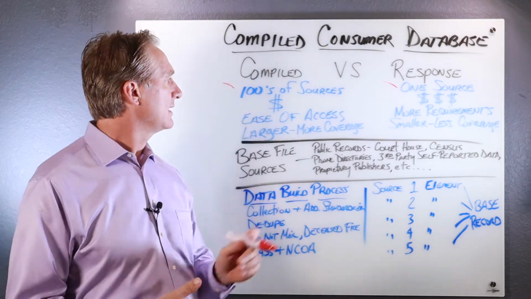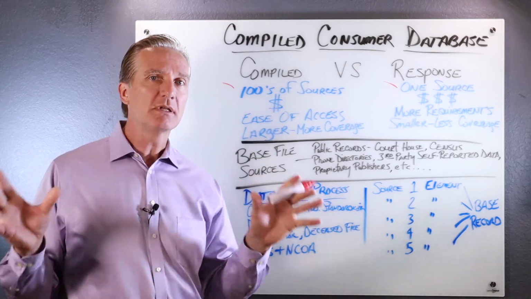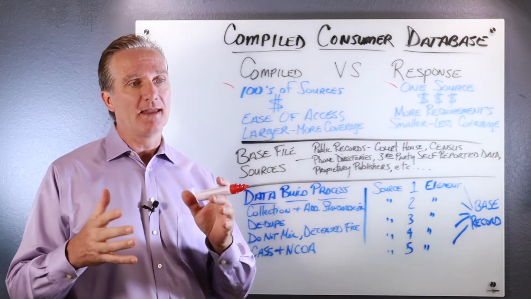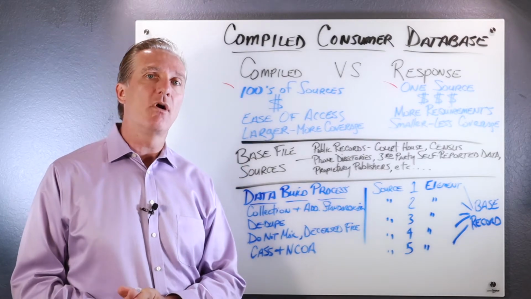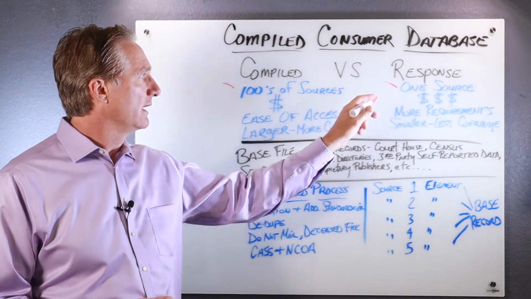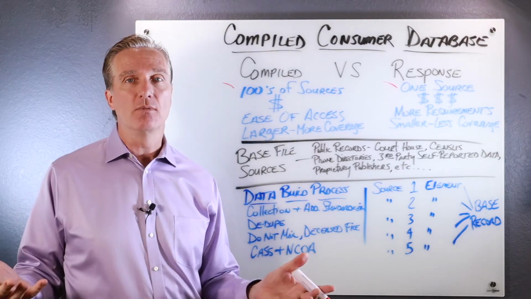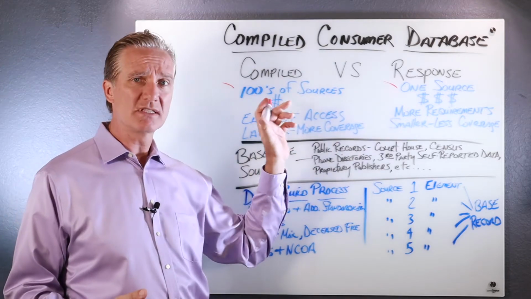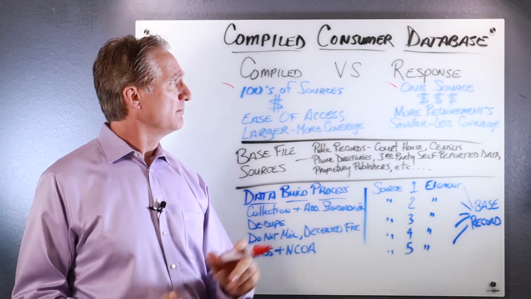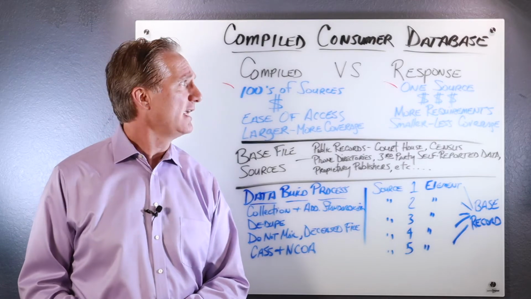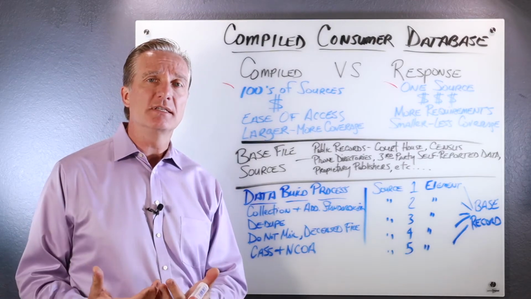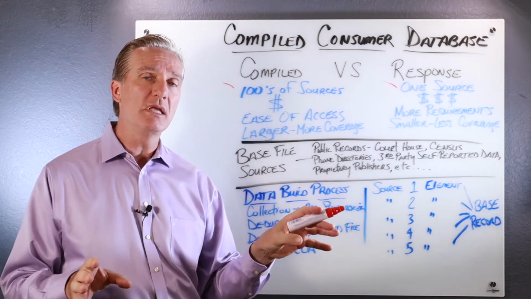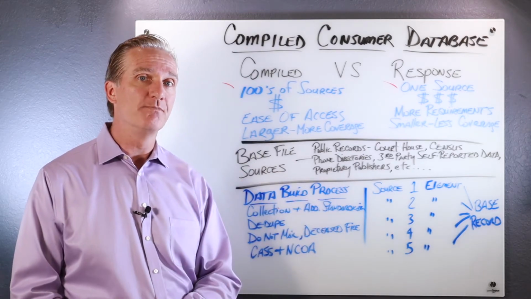So the compiled data is much larger. It typically covers every state in the country, every zip code in the US, and the vast majority of all the adults in the US, whereas, again, the response file could be less than 1 million records for the entire file. So why go to this one over this one? Well, obviously this one's larger, but many companies benefit from response file data because the response file data has a unique characteristic common among all the people across that response file.